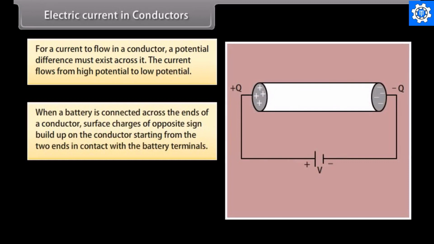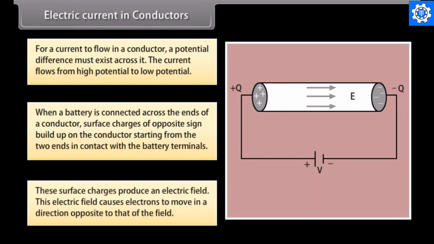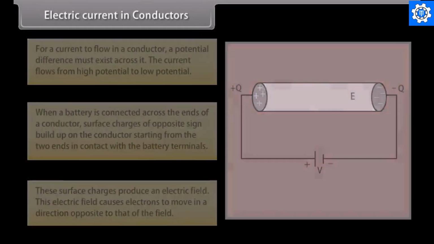When a battery is connected across the ends of a conductor, surface charges of opposite sign build up on the conductor, starting from the two ends in contact with the battery terminals. These surface charges produce an electric field. This electric field causes electrons to move in a direction opposite to that of the field.